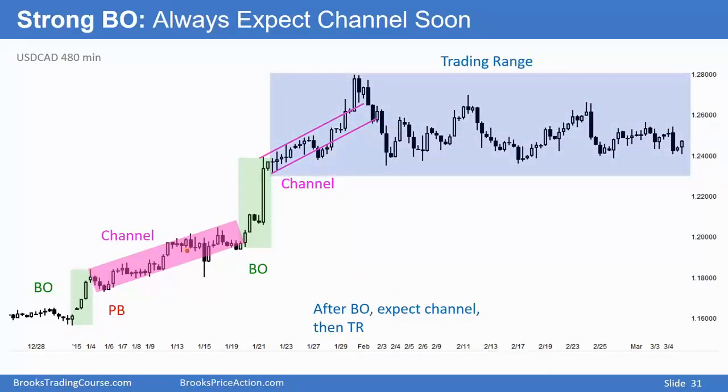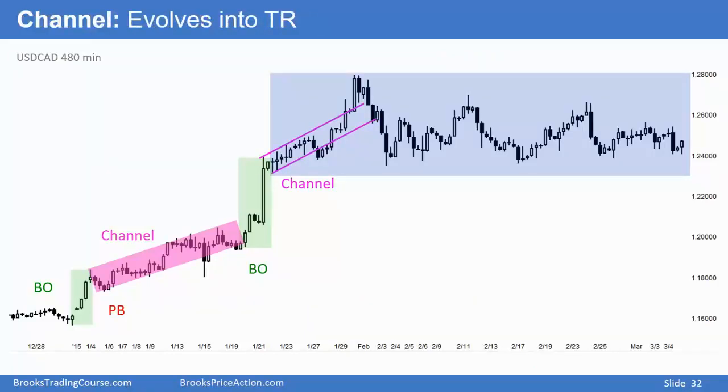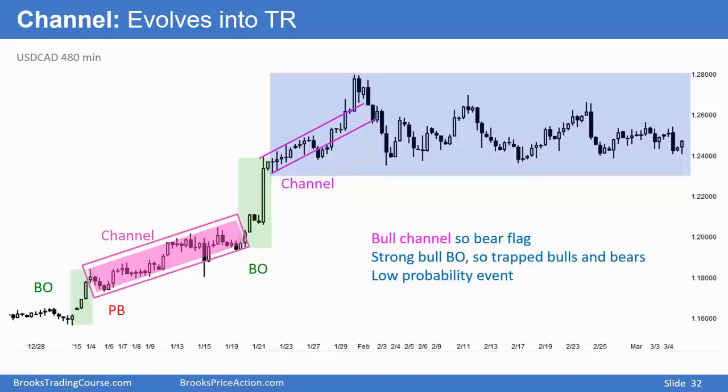Market cycle. Bull breakout, channel, maybe trading range, or maybe just bull breakout, channel, and then bull breakout again. 25% of the time you get that. The market cycle starts over again. Bull breakout, channel, and then trading range. And then the market waits for a breakout up or down, and then the market cycle will start over again.